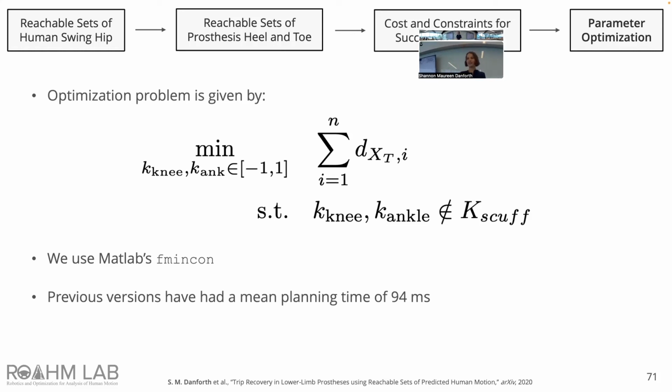And in previous versions of this implementation, we've had a mean planning time of 94 milliseconds. That includes generating the reachable sets, the costing constraints, and running the optimization. That's not quite our goal of that 30 millisecond range of human reflex responses. So we still have some work to do with reducing computation time. And we're confident that all these operations are parallelizable and we can get down to that 30 millisecond range.